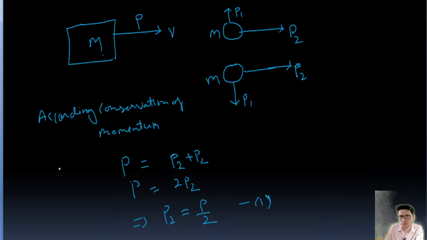Next, this is the momentum of mass capital M, so P is equal to P2.